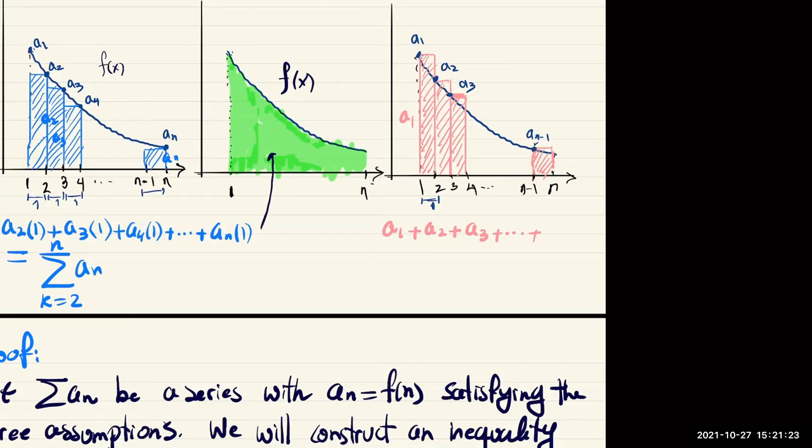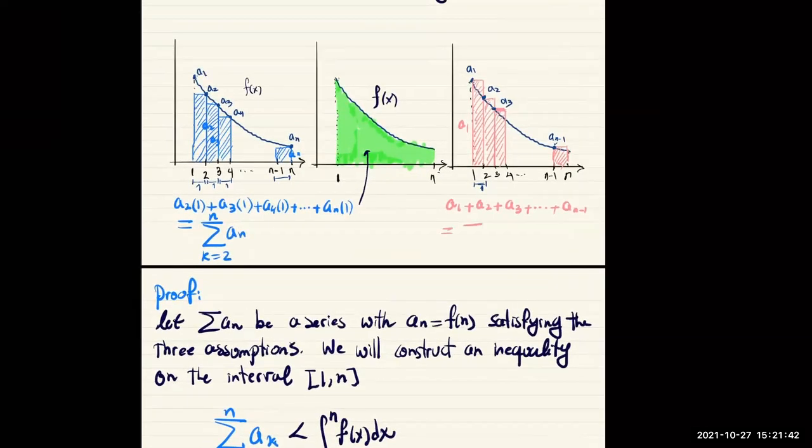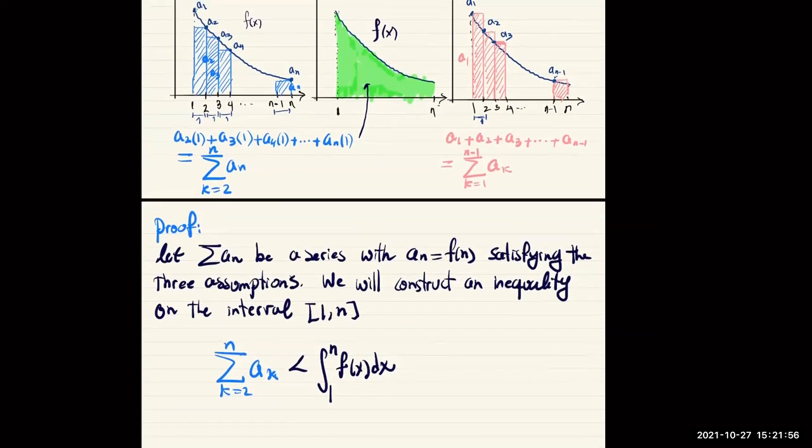Again, we are taking the left endpoint of each subinterval. For n minus 1 to n, we take n minus 1. So A sub n minus 1 is that area. And we can write that in summation form as the sum of a sub k, where k begins with 1, ending at n minus 1. So this integral is less than this sum.